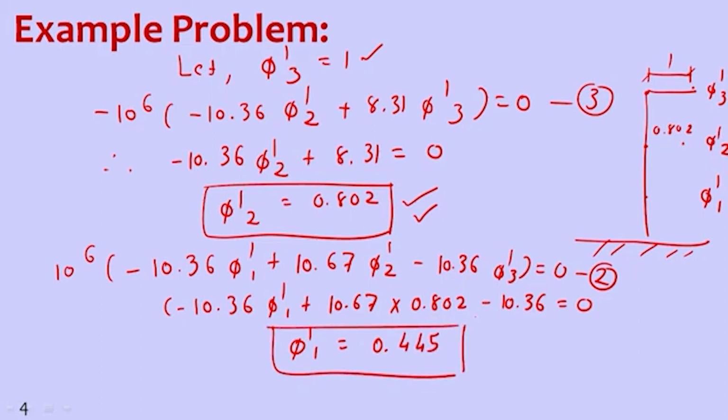Once I plot this 0.445, which is somewhere over here, I will connect all the dots. So here I will get the values.